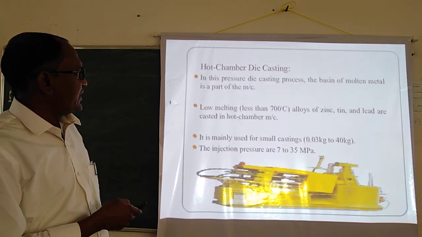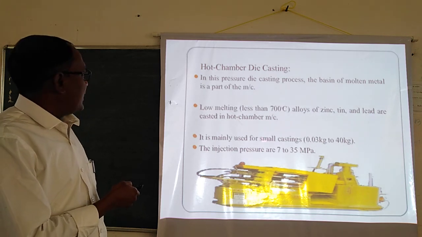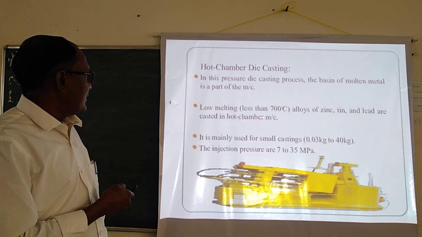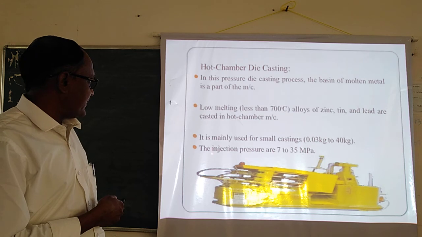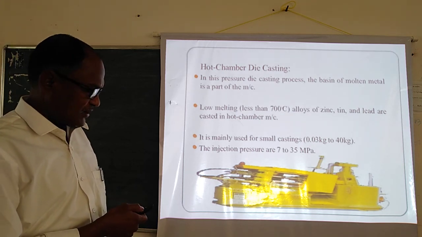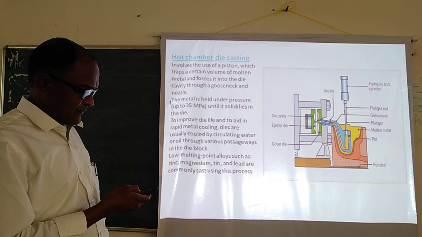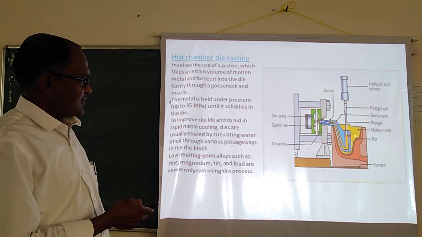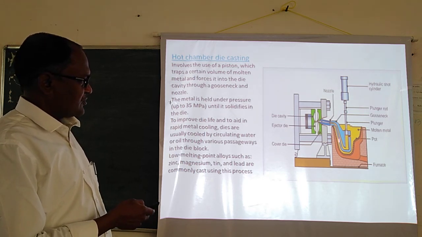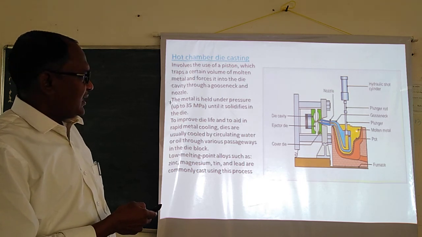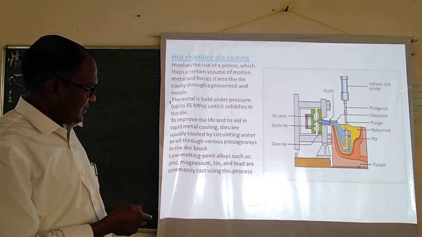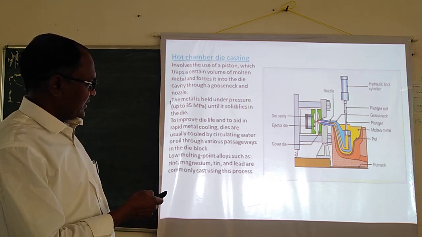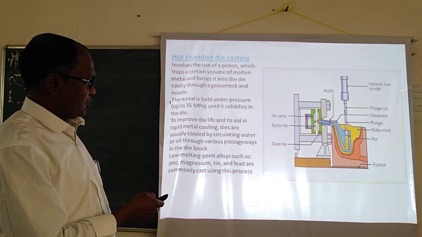So now hot chamber die casting. In hot chamber die casting, the furnace is the basic part of the machine, and it is mainly used for small castings, and injection pressure is around 7 to 35 megapascal. So this is the block diagram of hot chamber die casting. This is the hydraulic cylinder, this is the piston, and this is the opening, this is the crucible. In this crucible you are continuously heating the molten metal, and this molten metal is taken out in this plunger and it will force the molten metal so that it will go into this mold cavity.